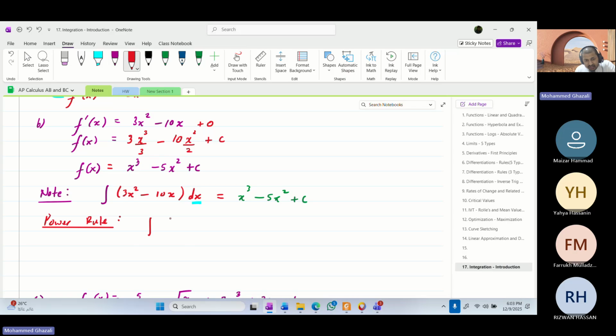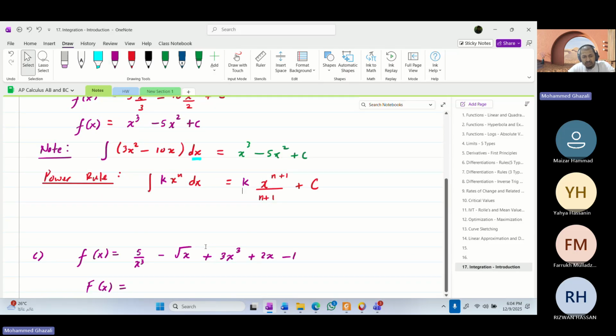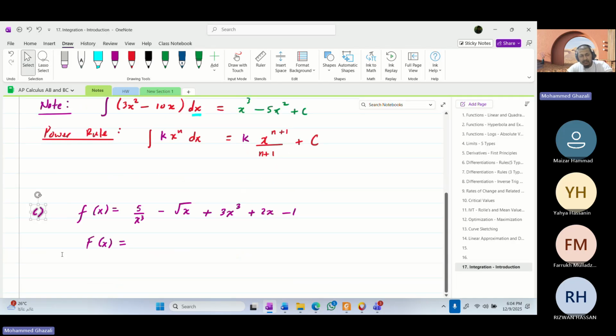So the rule is the integral of a constant times x to the power n dx. You leave the constant as it is, you add 1 to the power, and you divide by the exact same power plus another constant. Let's call this constant k. I can't use the same c values, so use a different constant k: leave k as it is, add 1 to the power, divide by the same power. So that's the power rule for integration. That's what I'm doing here. I'm trying to use the power rule to solve this, right?